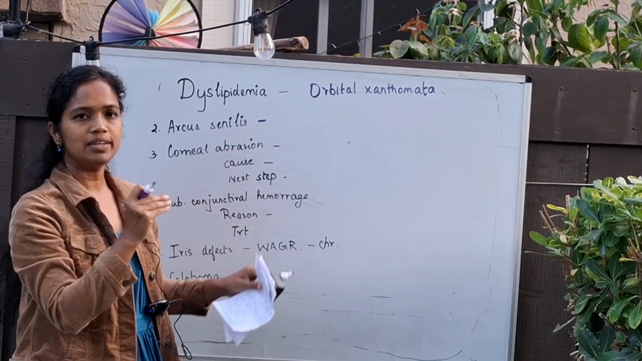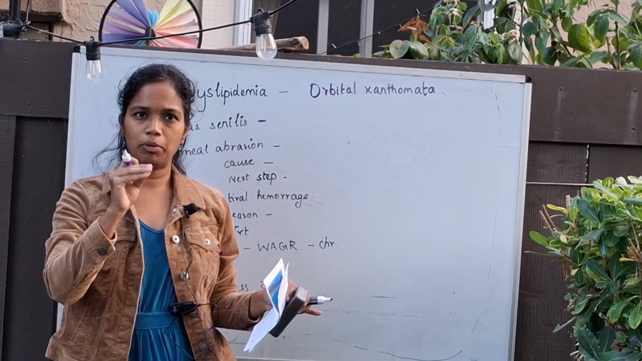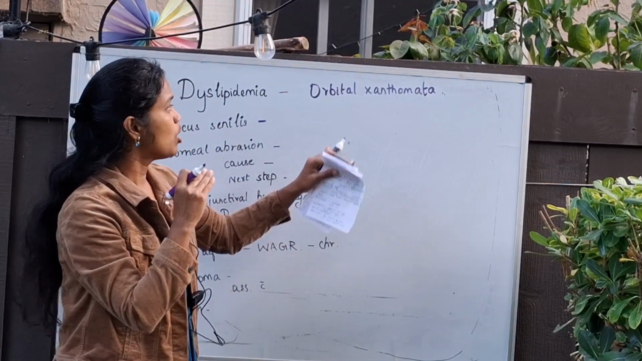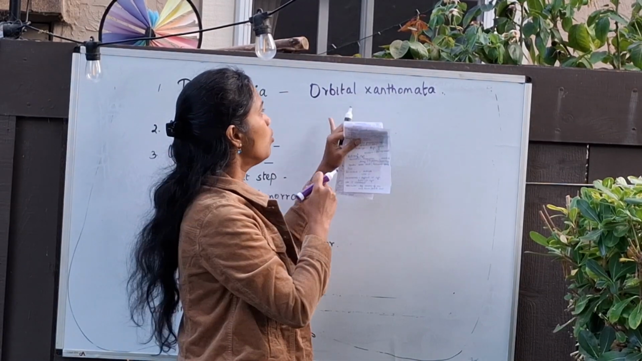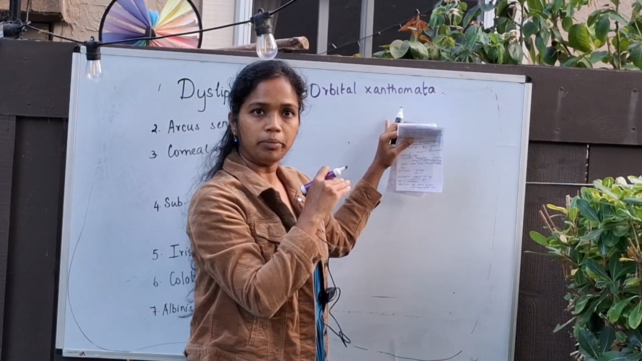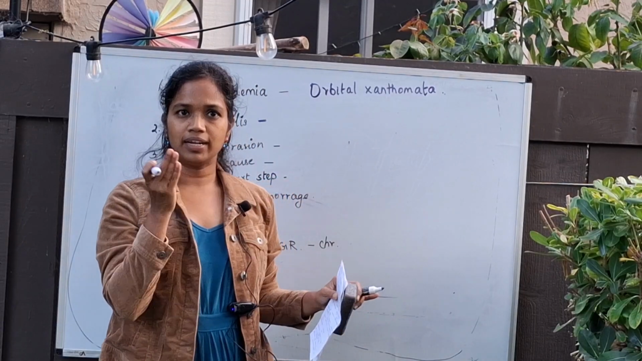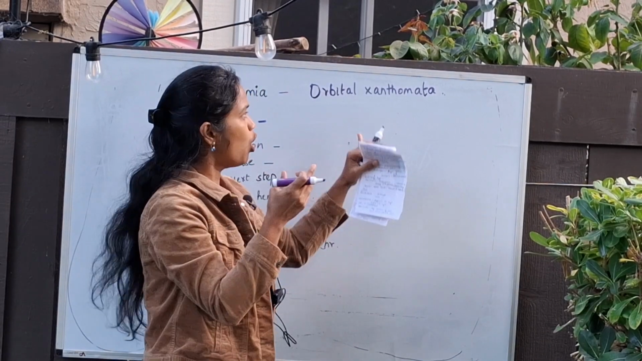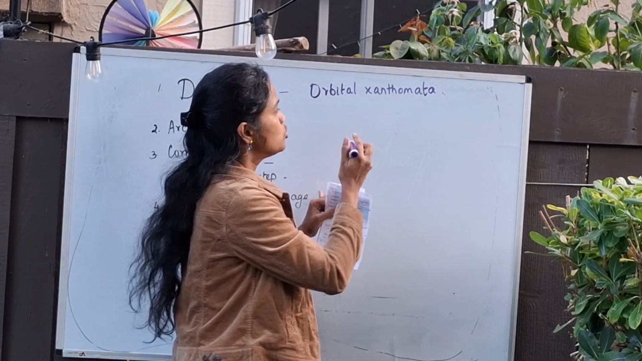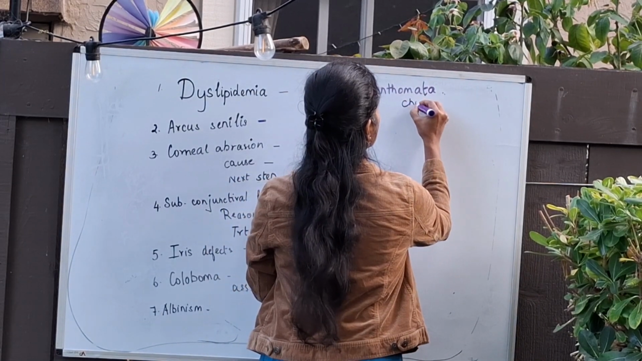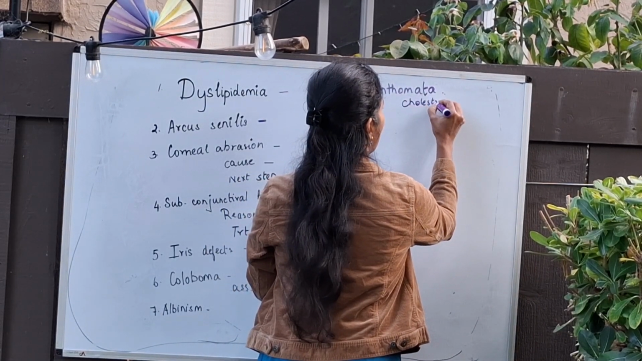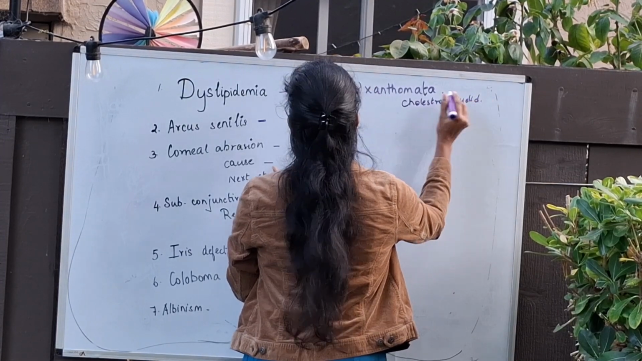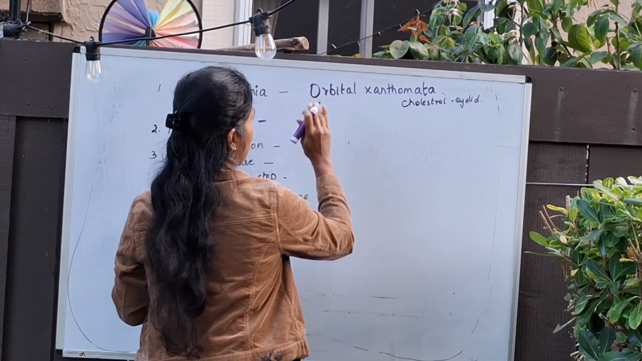So how does dyslipidemia, that is any disorder in lipid metabolism, present in the eye? It can present as orbital xanthomata. What does orbital xanthomata mean? Xanthomas, the name per se means that there is cholesterol deposition somewhere. So orbital is around the orbit. So when there is a cholesterol deposition in the eyelid or around the eyelid, it is known as orbital xanthomata. So this is how the dyslipidemia presents.